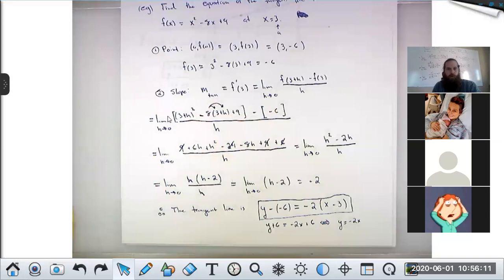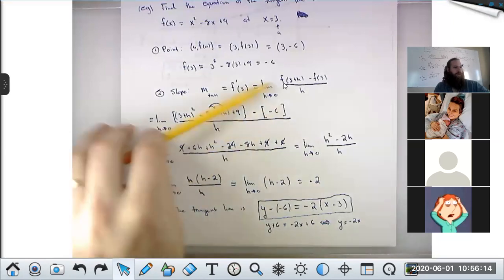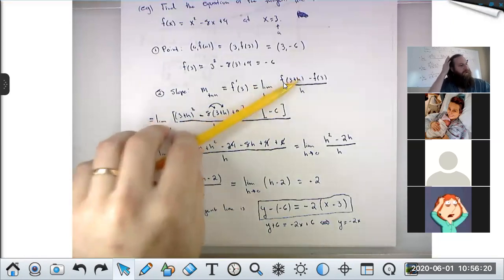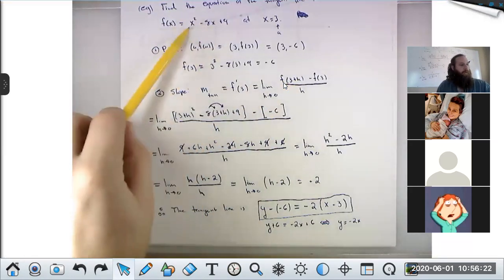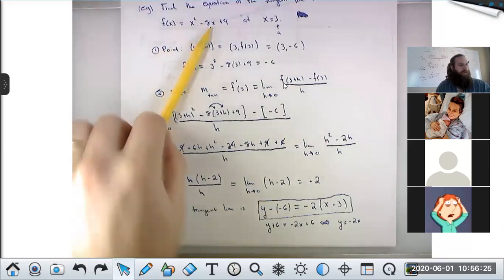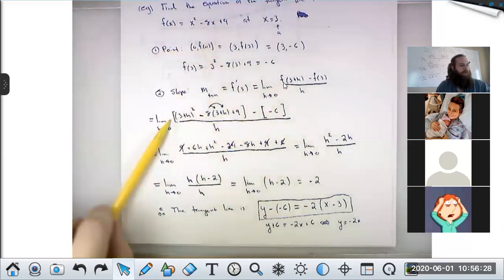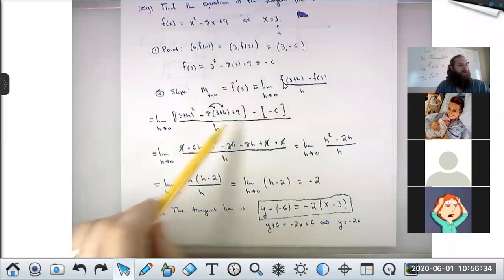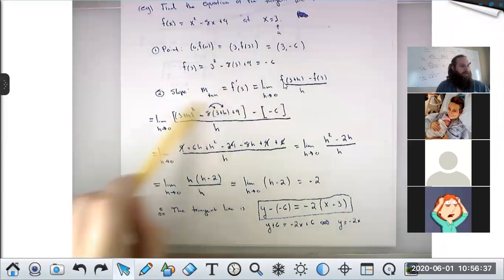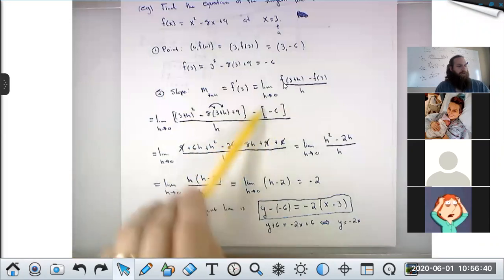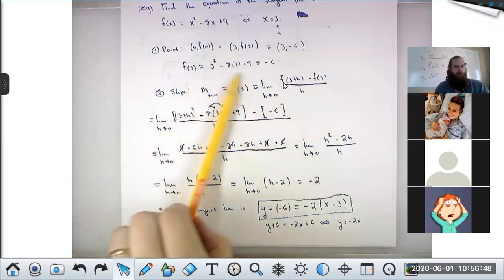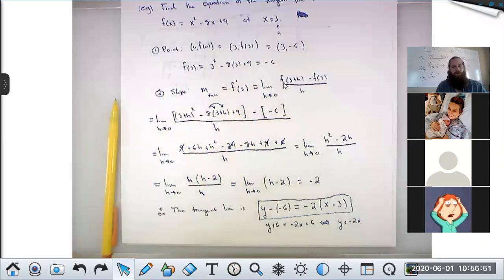Right before we start distributing, so from here to here, I just plugged into the formula. So f of 3 plus h is what I get if I take the formula for f of x and everywhere write 3 plus h instead of x. So f of 3 plus h is (3 plus h) squared minus 8 times (3 plus h) plus 9. So everything that's in this first bracket is f of 3 plus h. This bracket is f of 3. f of 3 is -6 because when I plug 3 in for x in my formula for f of x, I get -6 out.